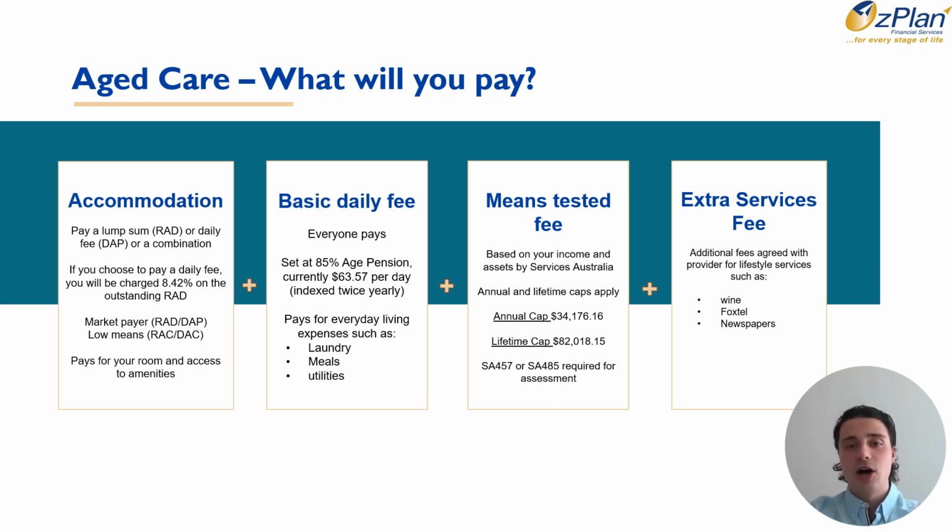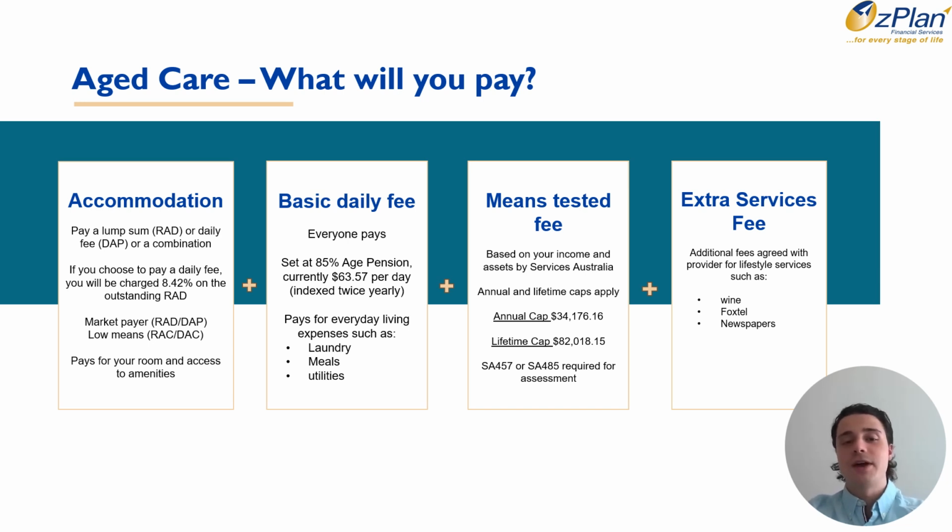Now, there are 2 types of residents. You've got market payers who are subject to either the RAD or the DAP, or you have what are called low means or supported residents, which is where the government assesses your means and can determine that potentially you may not be subject to, or may be subject to, a smaller contribution towards your cost of care. These are known as the equivalents, RAC and DAC. RAC being refundable accommodation contribution, and the DAC being daily accommodation contribution.